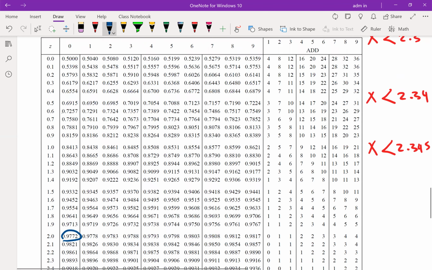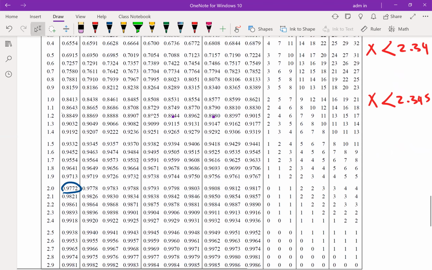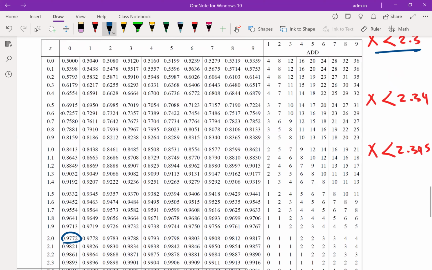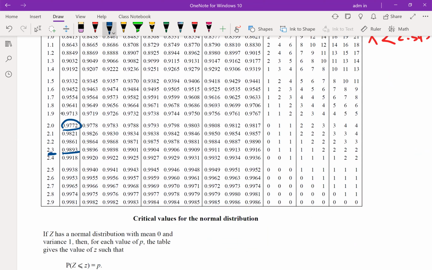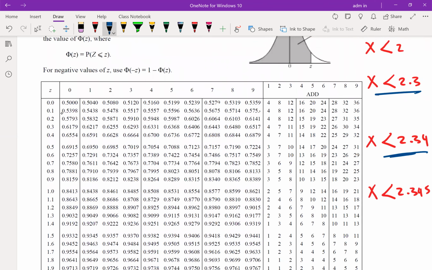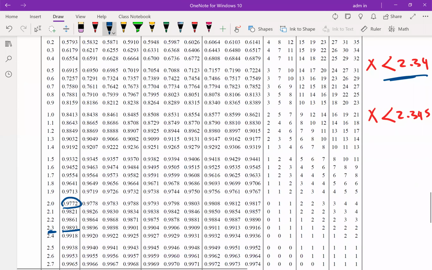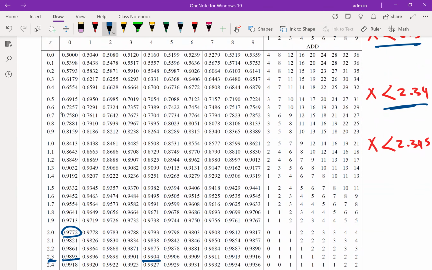What about x less than 2? This value, 0.9772. What about x less than 2.3? Where is 2.3? Directly. If it is a whole number or one decimal place, start from the left side. What about if it is the second decimal place? Find 2.3 first, then go to the right side until 4. 2.34, this value is 0.9904.